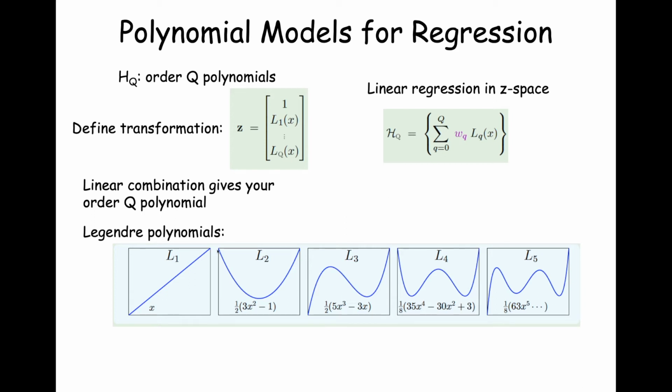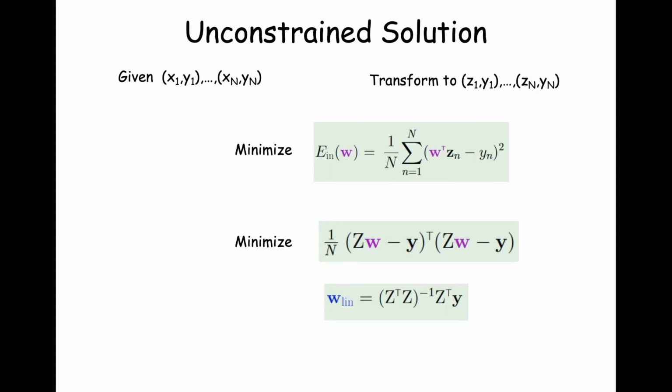And so this is an example of what they look like. This is the first Legendre polynomial, this is the second, this is the third, this is the fourth, and so forth. And so you're going to have terms that are first order terms. You have x to the 1, x to the 2, x to the 3, x to the 4, x to the 5, and so forth. It's just another decomposition for what a polynomial is. So let's take a look at the unconstrained solution.